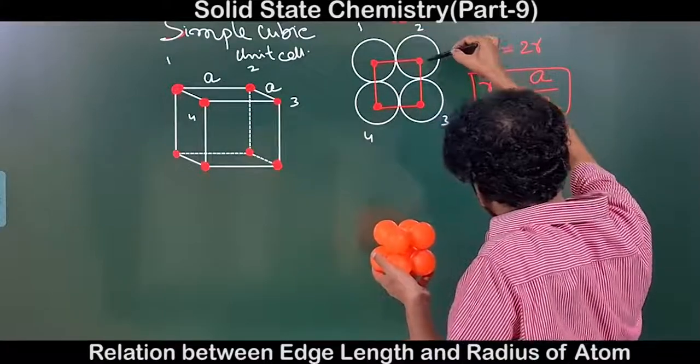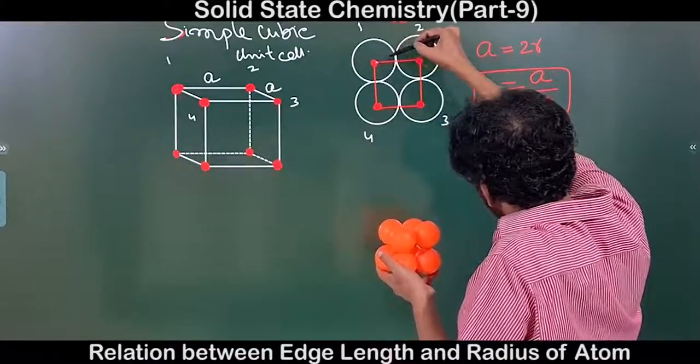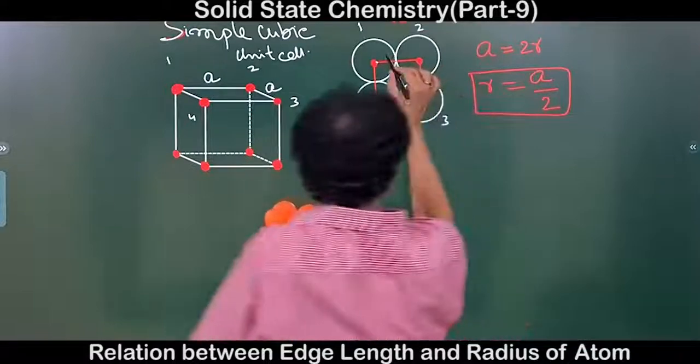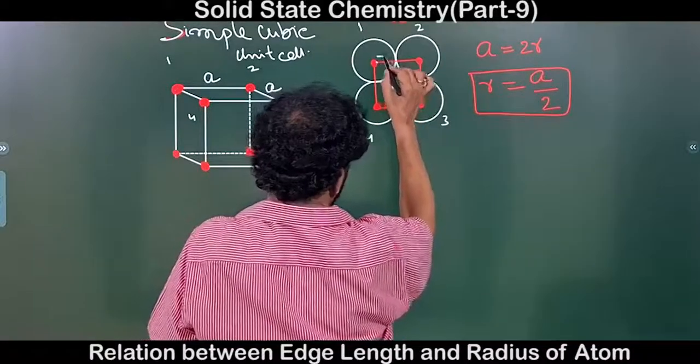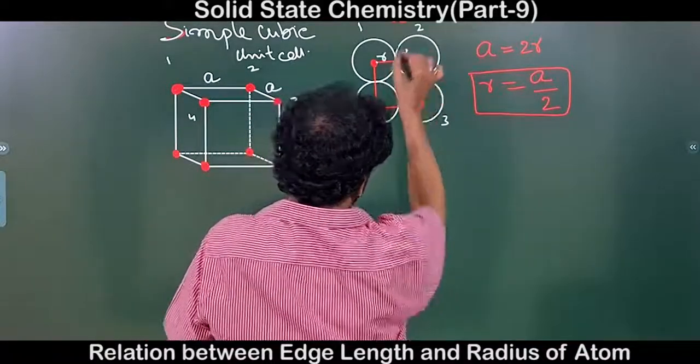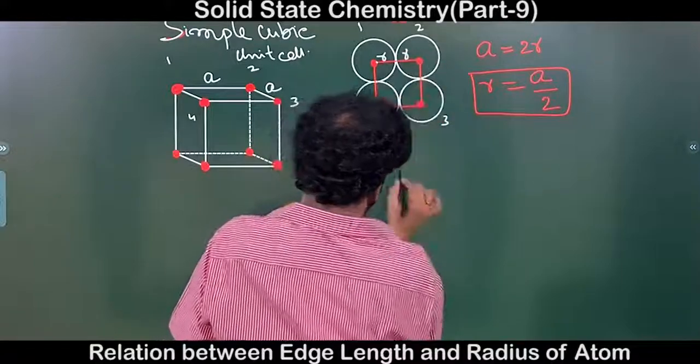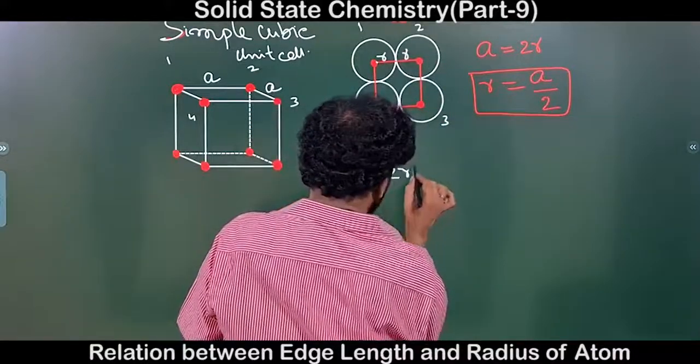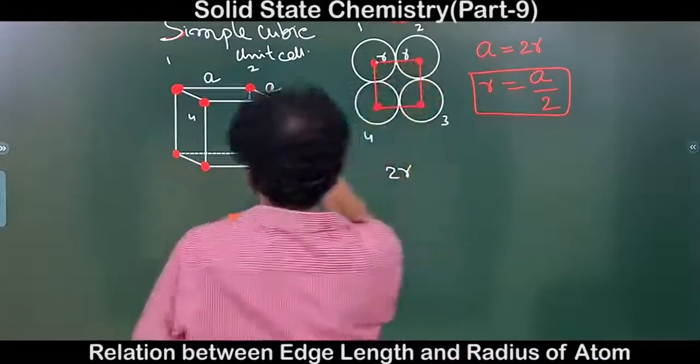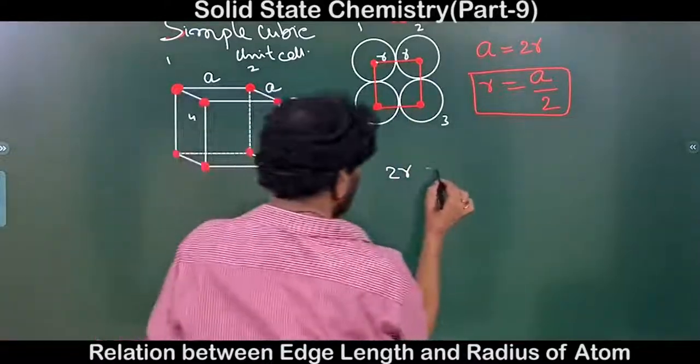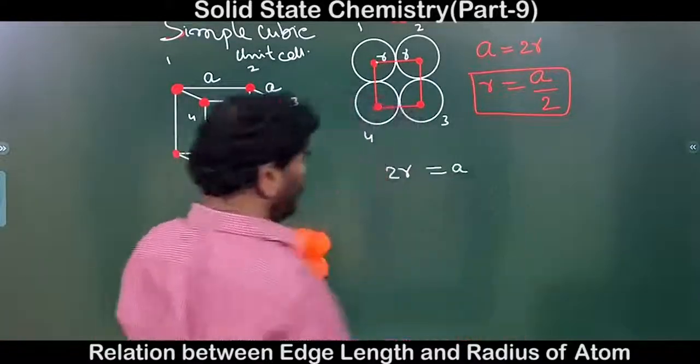This is the R of this atom. The internuclear distance is 2R. 2R is equal to A, the edge length.